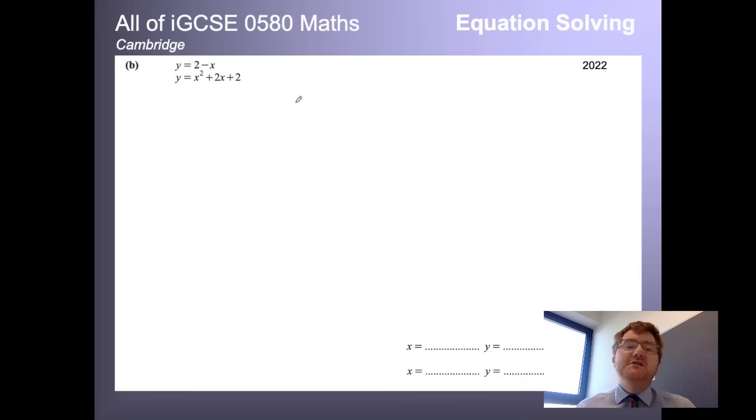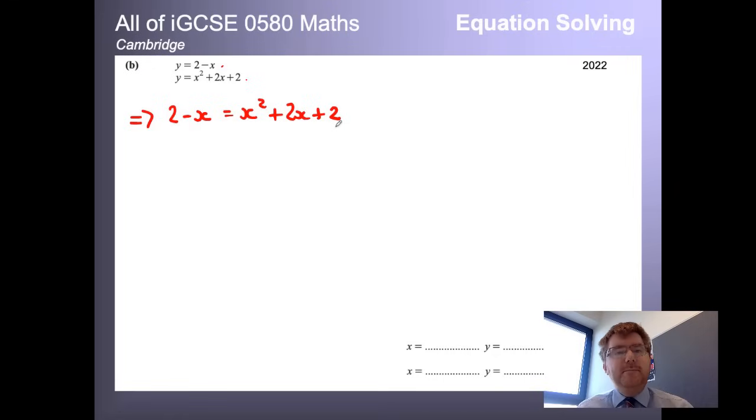Now we go on to, essentially this is a quadratic simultaneous equation, but it's set up in such a way that makes our life a bit easier. So y is equal to 2 minus x, and y is equal to this x squared plus 2x plus 2. So if these two things are both equal to y, we can say that the right-hand sides are also equal. So from here we can go then that 2 minus x is equal to x squared plus 2x plus 2.